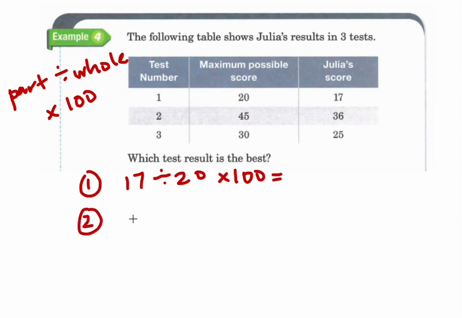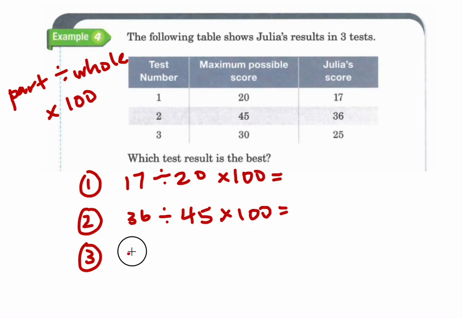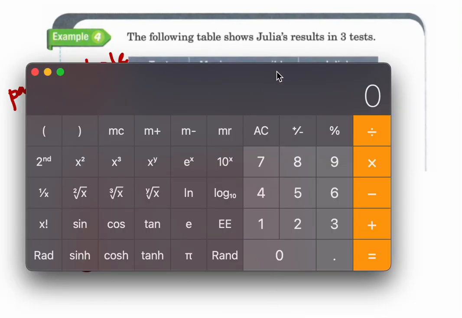For the second test, same thing, take the part. She only got 36 points out of 45 total points, divide by the whole, multiply that answer by 100. Number 3, or third test, same thing, the part, divide by the whole, times 100. So that will give us each of the percentages. Let's go ahead and do that.